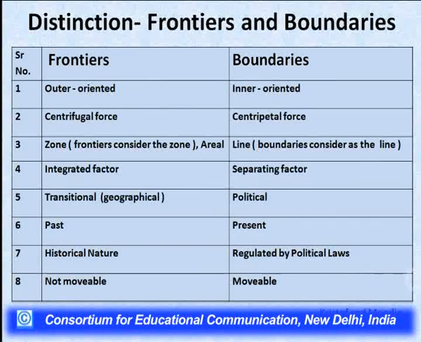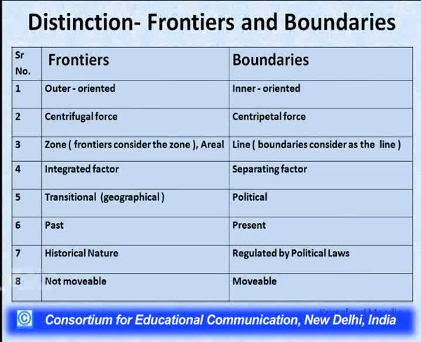So first of all, we should know the basic distinction between frontiers and boundaries. By highlighting these simple points: frontiers are outer oriented, because different territories are found in far-flung areas, and boundaries are inner oriented. Frontiers are a centrifugal force, where the population generally tries to go out from that particular region. But boundaries are a centripetal force. They try to cover up and bind the population in that particular region. And frontiers are zones, they are areal, and boundaries are linear in nature.